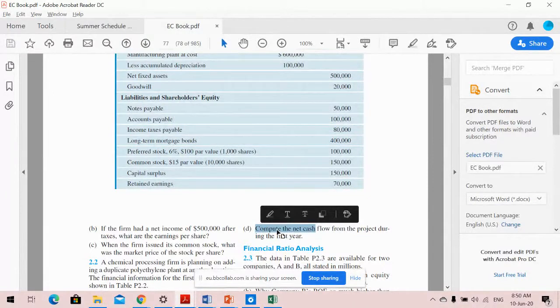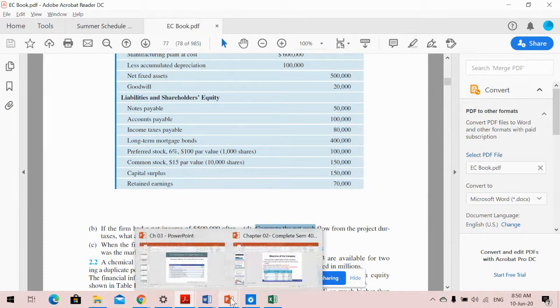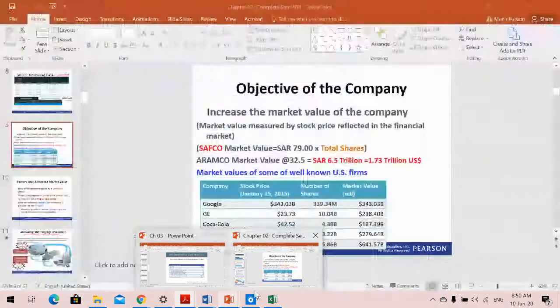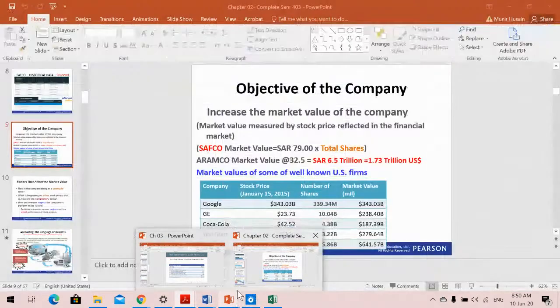Part D, just cancel part D. It's a cash flow statement. Here in this course, we only take income statement and balance sheet. So part D is no need to calculate now. Just cancel part D. So parts A, B, and C we solved, and it is already mentioned in our slides as well.